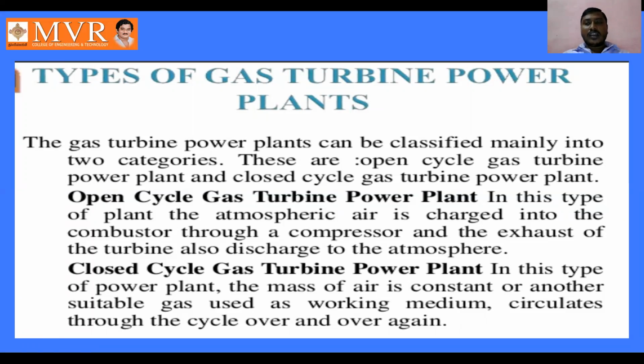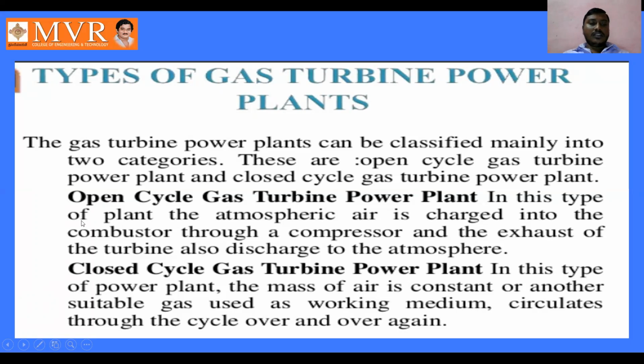constant. Here the air is maintained constant, or another suitable gas is used as the working medium. See, we can use the working medium in different ways. A suitable gas is going to be used here in the closed cycle gas turbine power plant, and it is going to circulate through the cycle over and over again.